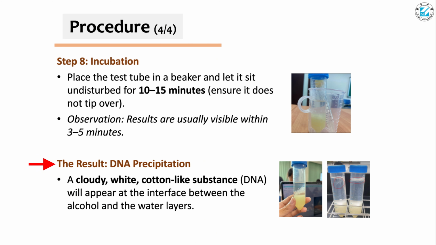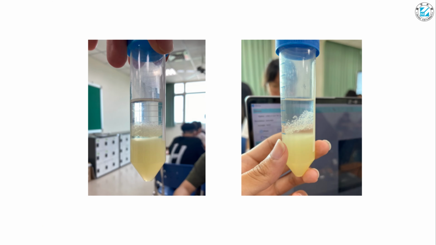A cloudy white cotton-like substance you will see is the DNA. DNA will appear at the interface between the alcohol and the water layers. So the result you can see here is the magic moment. Look at the interface. Those white cotton-like fibers, can you see that? That's the DNA of the fruit.